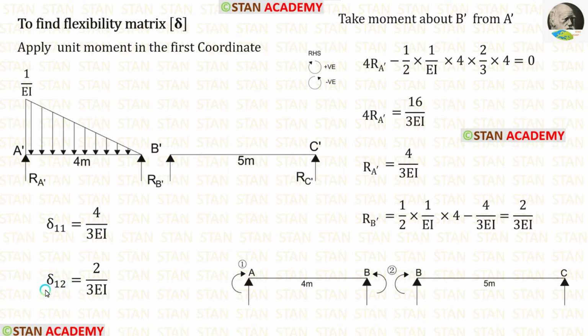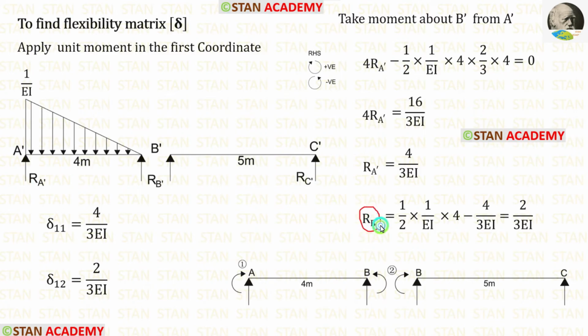Now let us calculate delta 12. For that, we have to calculate RB dash. We have to calculate RB dash only in the beam A dash B dash. In the beam B dash C dash, there is no load, so we don't have to calculate RB dash in the beam B dash C dash. Let us calculate RB dash in the beam A dash B dash.